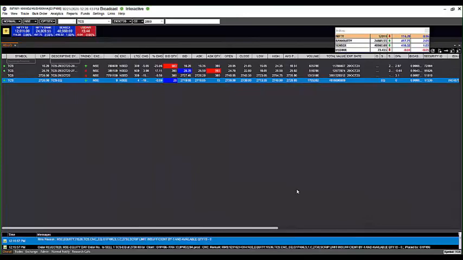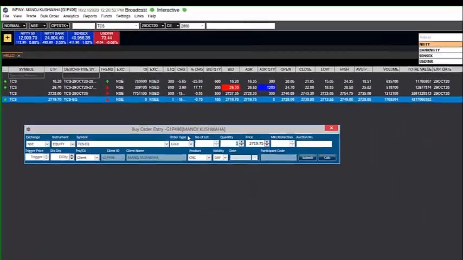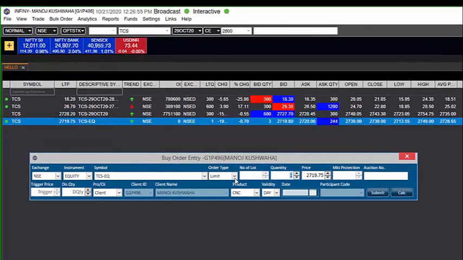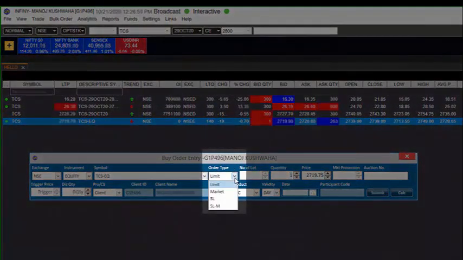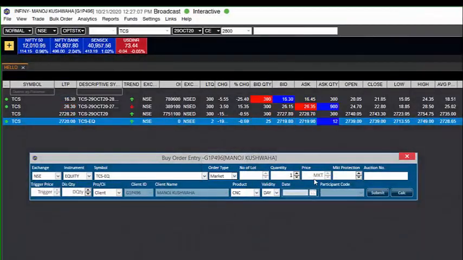Once again, we are back to our Infini trading terminal. In order to place a buy market order, what you need to do is select the script TCS, press F1. Here, in the order type, change it to market. Now you can see that the price has changed from a particular number to MKT.